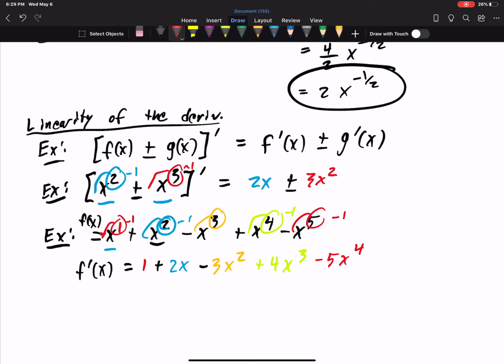All right? So remember, the derivative is a linear operator. Complex way of saying derive each thing one at a time. Okay? So that's how these all work out.